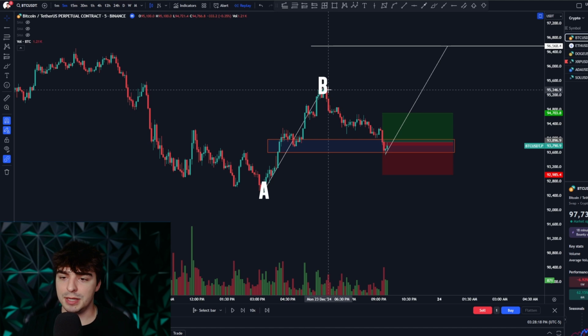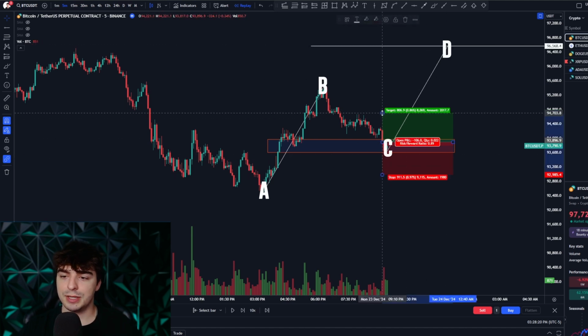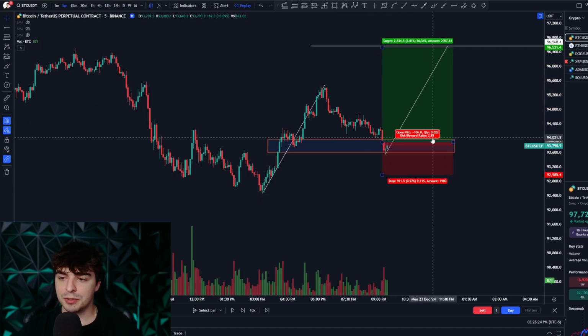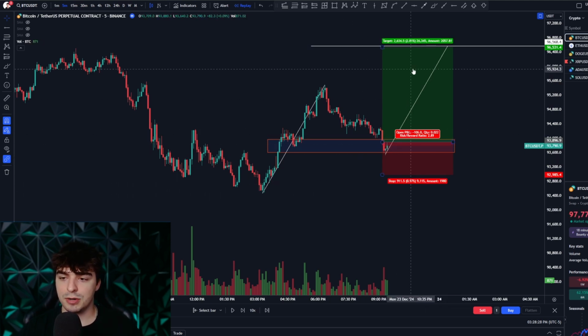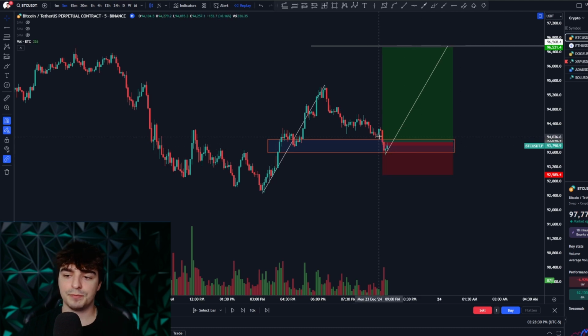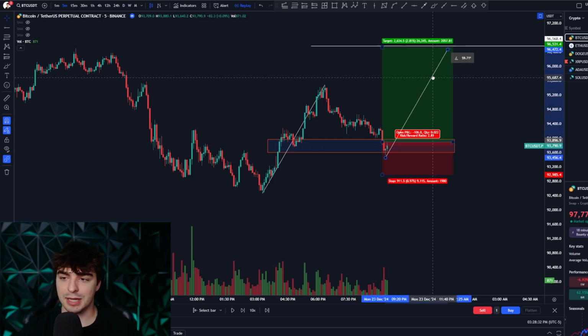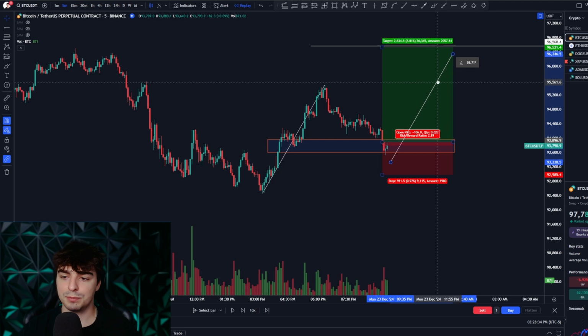This is what's called an ABCD pattern. So it's just an equivalent move higher. Our risk to reward is 2.89 as of right now, and that's great. If this goes lower, our risk to reward might suffer a little bit because we have to put the ABCD pattern from the lowest point that you reach.